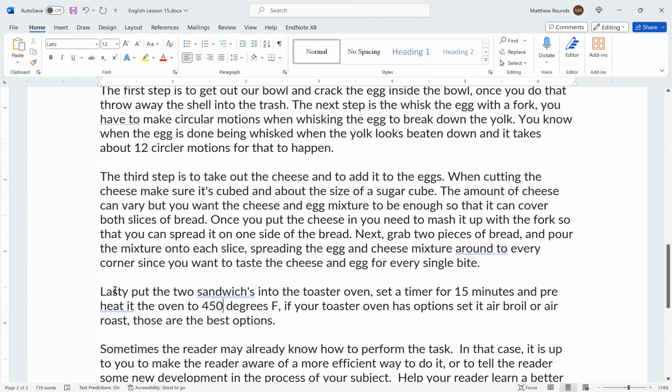So lastly, put the two slices of bread into the toaster. Now, one thing you're not being clear on here is which side goes up. The side that goes up is the one that has the egg and cheese mixture on it. We want that to be cooked. I want you to rewrite or add to this sentence explaining that, please. Okay.